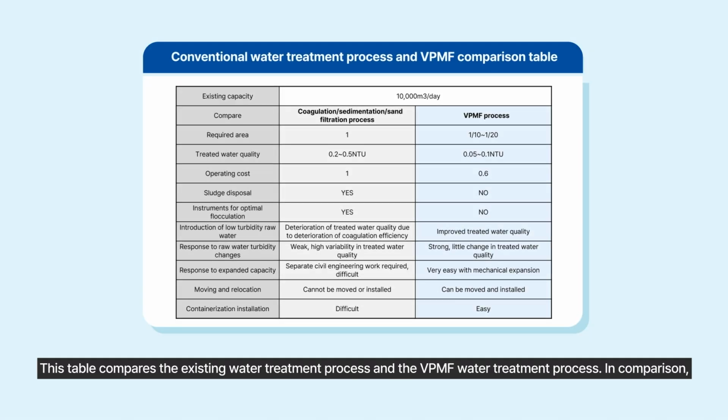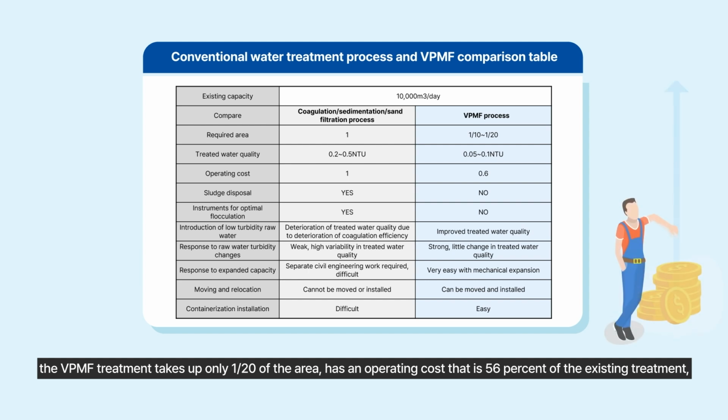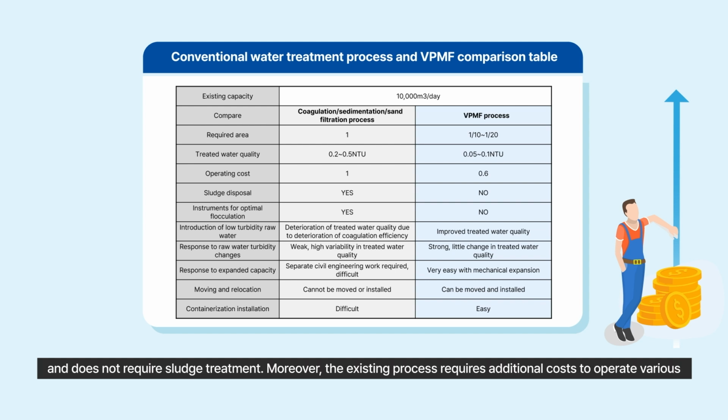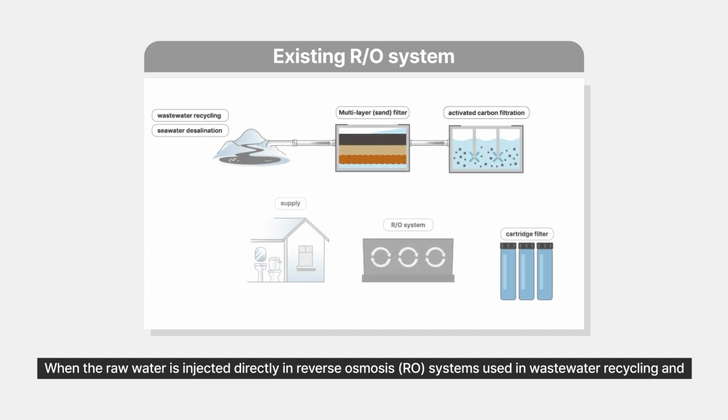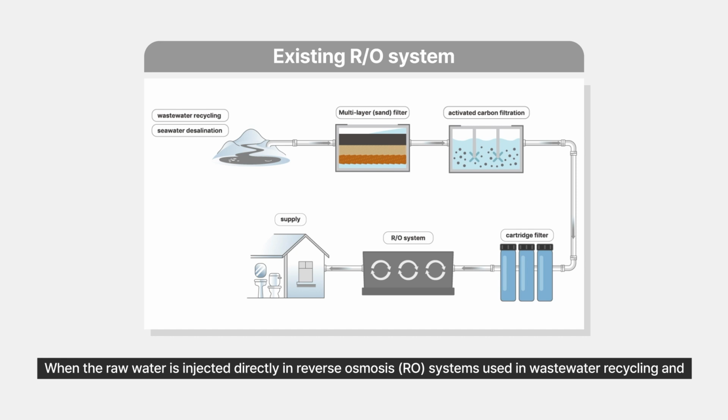This table compares the existing water treatment process and the Vpmf water treatment process. In comparison, the Vpmf treatment takes up only 1/20th of the area, has an operating cost that is 56% of the existing treatment, and does not require slurry treatment. Moreover, the existing process requires additional costs to operate various measuring instruments to meet the optimal flocculation conditions and more people for operation.